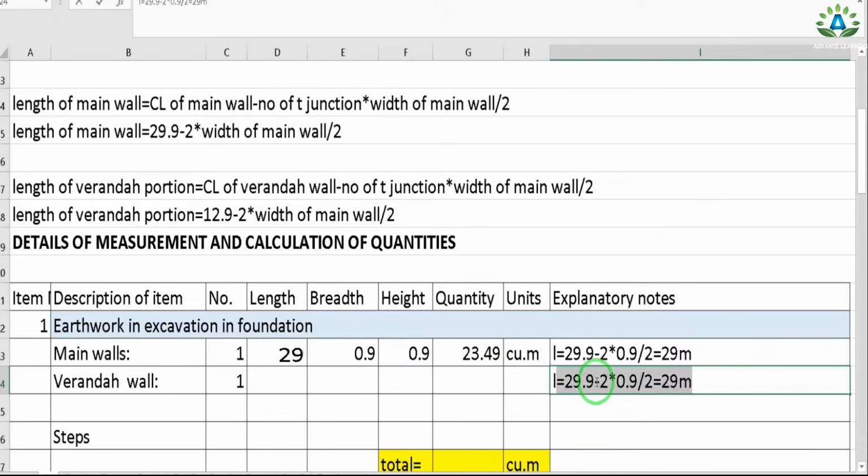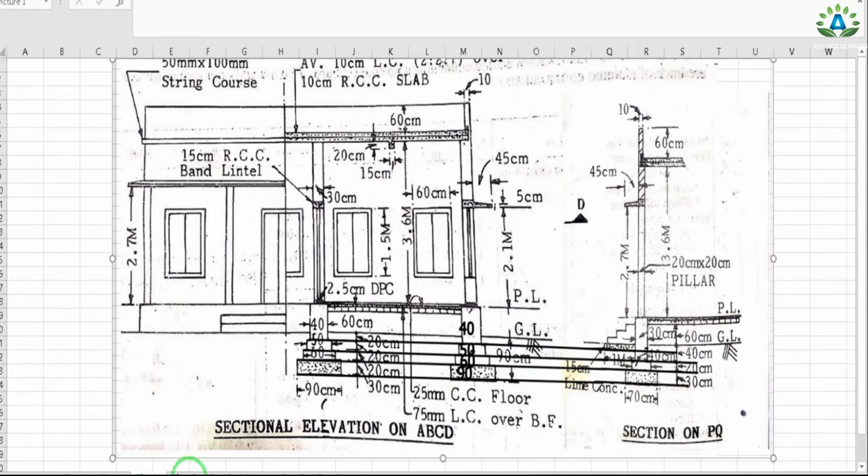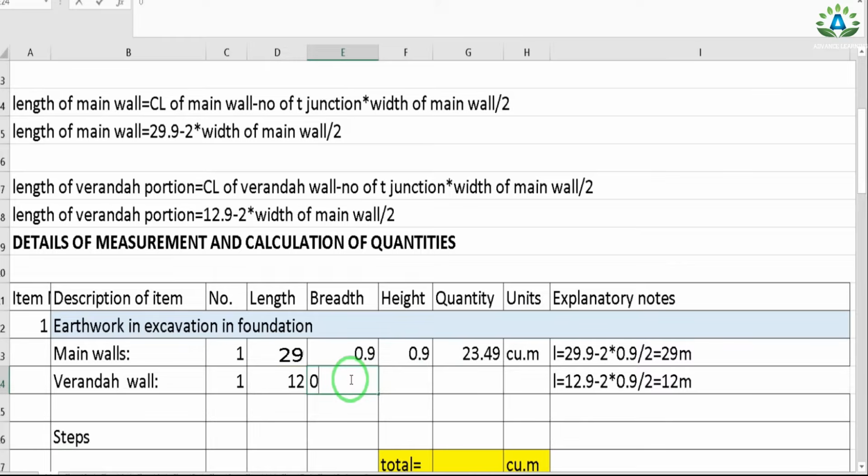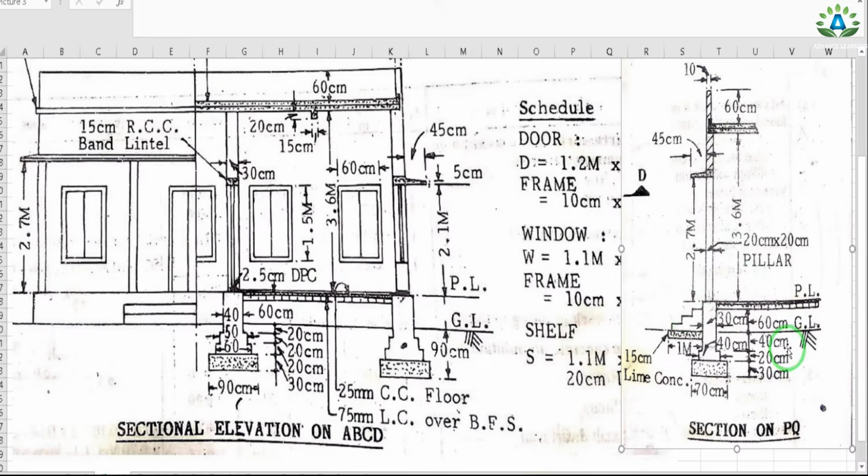So we can write that the length equals the centerline length of veranda, that is 12.9, minus number of T-junction 2, into width of the main wall, that is 0.9, and we need to divide it by 2. So we get 12 meter, and the width of this veranda portion, we need to see from our section, and here we can see that it is 70 centimeter width. So width equals 0.7 meter, and for the height we need to see our section.